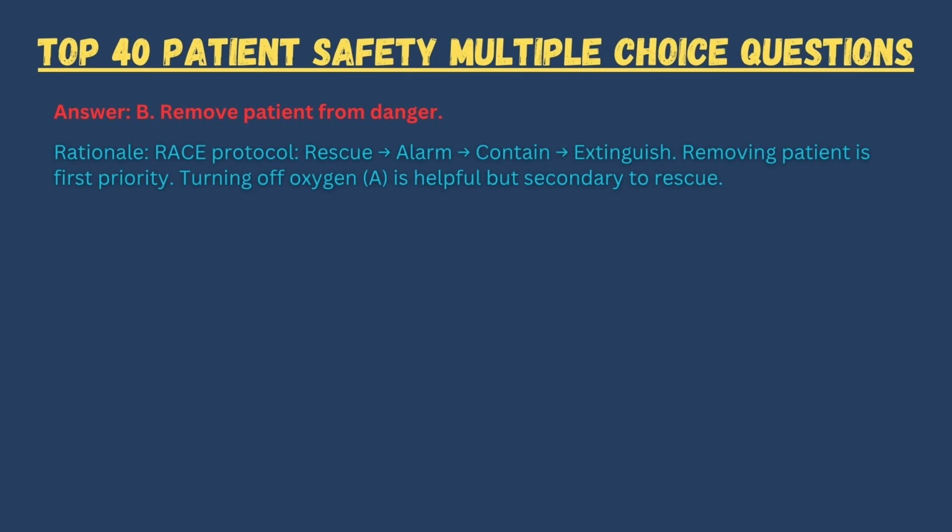Rationale. RACE protocol: rescue, alarm, contain, extinguish. Removing the patient is the first priority. Turning off oxygen, A, is helpful but secondary to rescue.